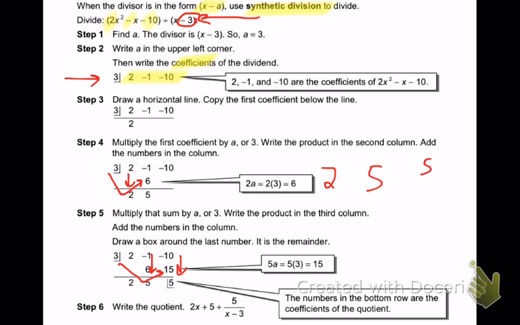So I'm left with the numbers 2, 5, and 5. Now, notice I started with x squared up here, right? I started with x squared. So if I pulled out an x, what am I going to start with? I'm going to start with then x. So 2x plus 5 plus 5, that's going to be my remainder, over x minus 3. So it's kind of a quicker way to divide using just the coefficients. Okay. So let's look at a problem like that.